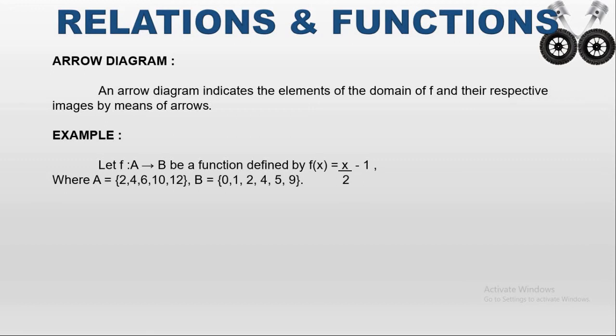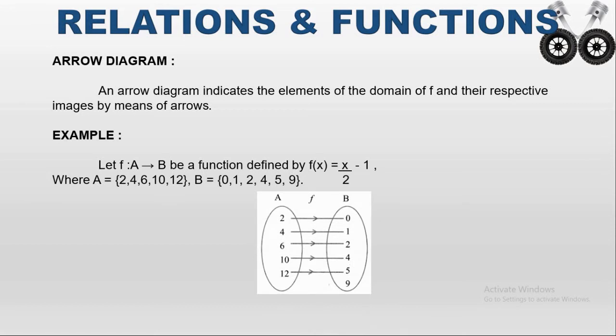For the domain element 2, the image is 0. For the domain element 4, the image is 1. For the element 6, the image is 2. For the element 10, the image is 4. So how can we represent this in the diagram? We draw arrows from A to B: from 2 to 0, 4 to 1, 6 to 2, 10 to 4, and 12 to 5.